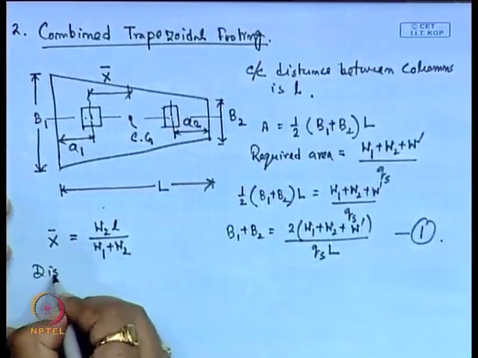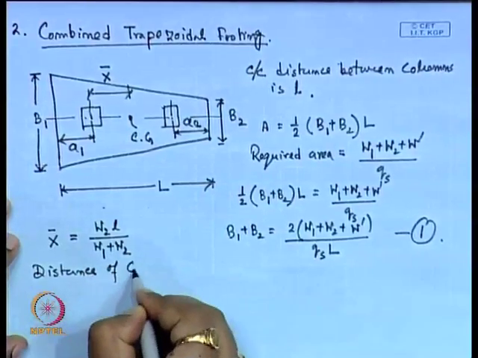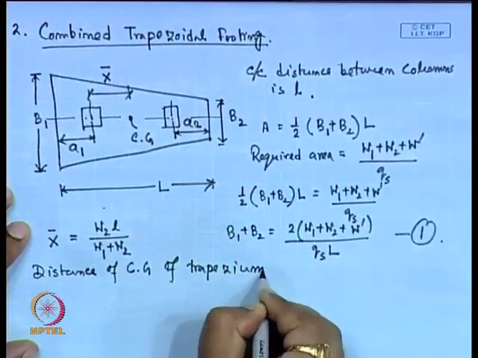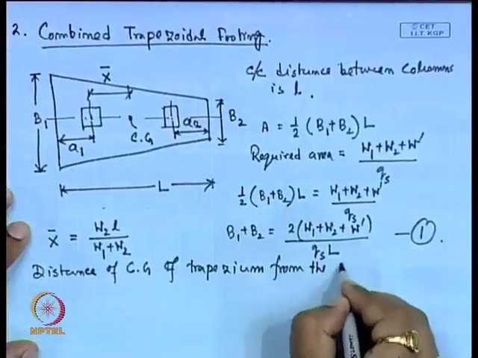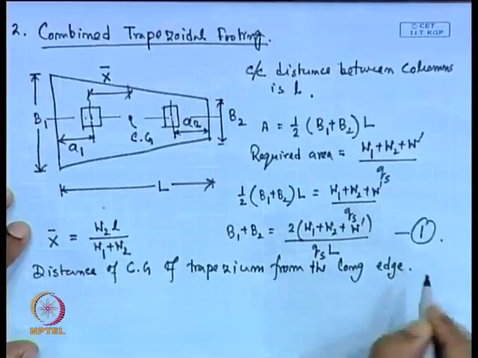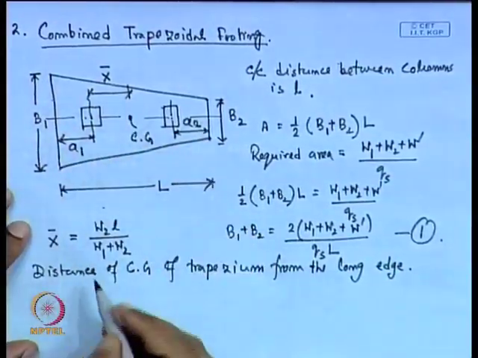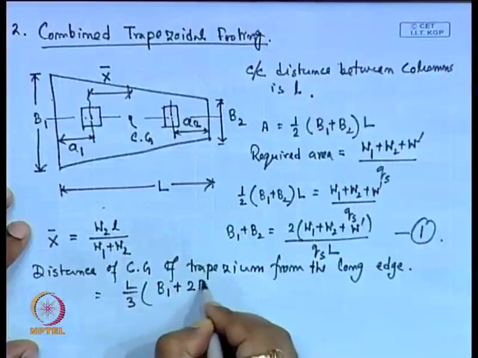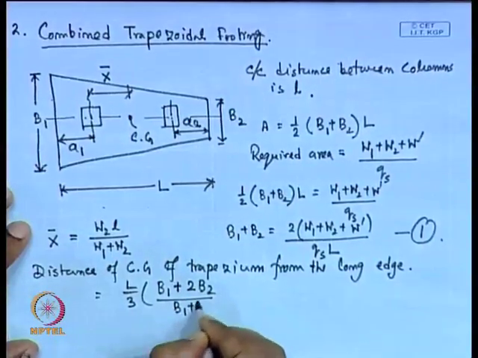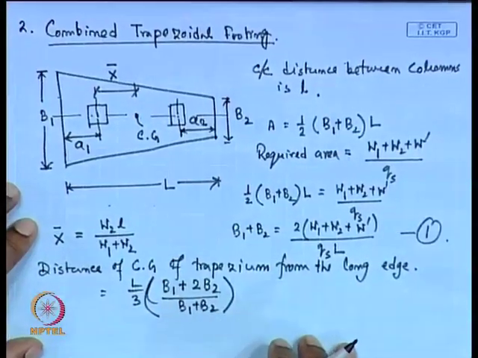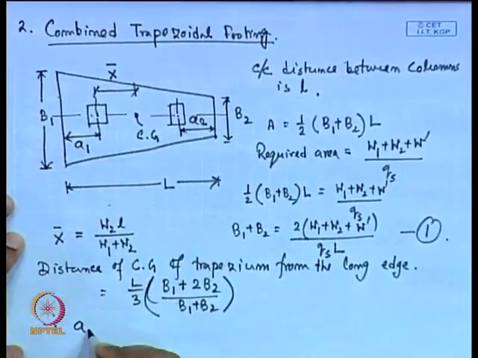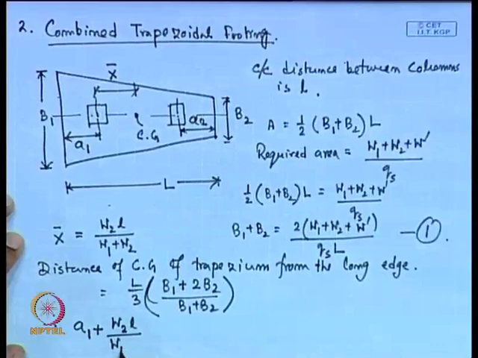So now the distance of the CG of the trapezium from the long edge, we can write by the expression L by 3 into (B1 plus 2 B2) divided by (B1 plus B2). This is the expression for the CG. So now, for this expression, from this figure, A1 plus x bar is W2 into L divided by W1 plus W2.